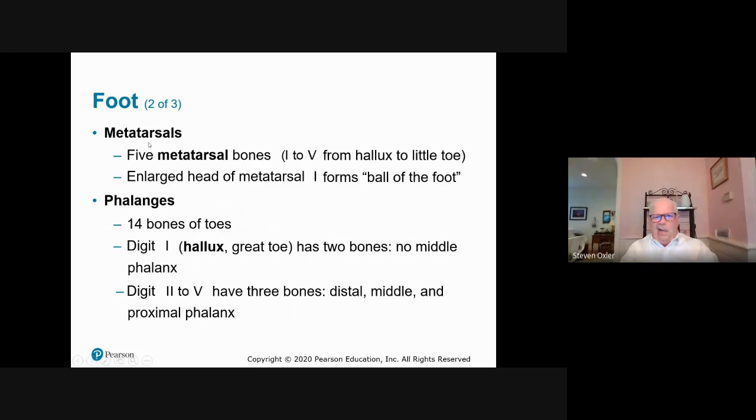Just like in the hand, except for metacarpals, we have 5 metatarsals, 1 through 5. The hallux is your big toe. As in the hand, there are phalanges, which are your toes. The hallux is the great toe, which has 2 bones, no middle phalanx, and the other toes have 3 bones, distal, middle, and proximal phalanges.